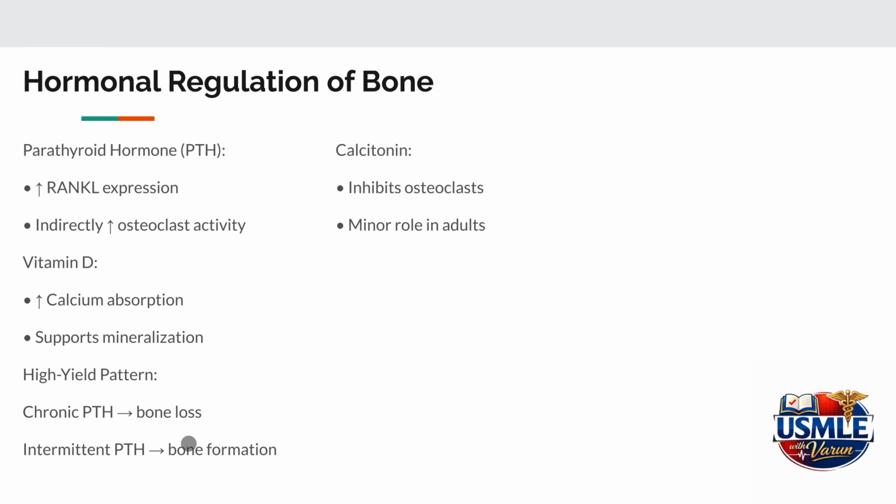And chronically elevated parathyroid hormone levels can lead to bone loss, whereas intermittent parathyroid hormone elevation can stimulate bone formation, because whenever there's intermittent hyperparathyroidism, some amount of calcium is released into the bloodstream. So this calcium, after entering the bloodstream, leads to bone remodeling and new bone formation by the osteoblasts, and leads to bone growth.